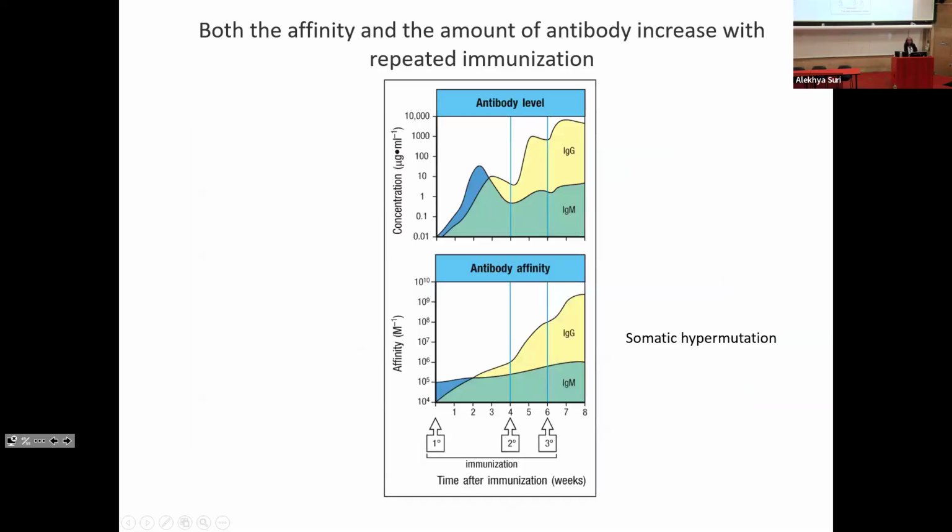And also what's interesting with antibodies is that over time, both the amount of antibody and the affinity to the antigen increases by what's called somatic hypermutation. So the binding of the antibody to the antigen gets better and better. And that helps make the antibody binding to the antigen and the downstream effects much more efficient. But this sort of somatic hypermutation does not occur in the T cell receptor. Okay.